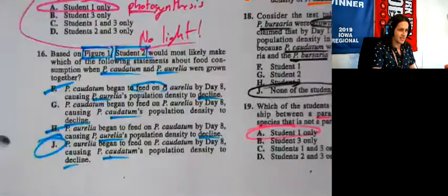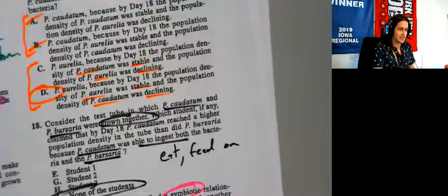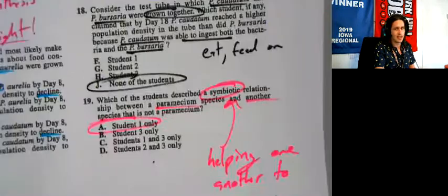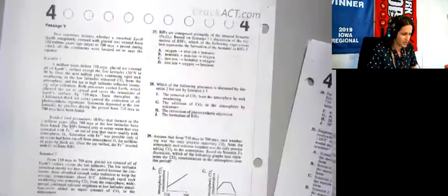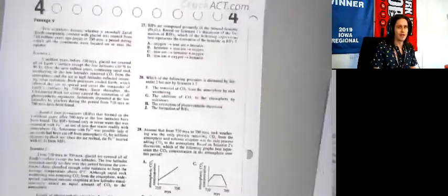So answers there: 13 is C, 14 G, 15 A, 16 J, 17 D, 18 J, and 19 A. Now you got 2 left. Next one's talking about CO2 emissions, hematite rock formations, low and high latitudes.